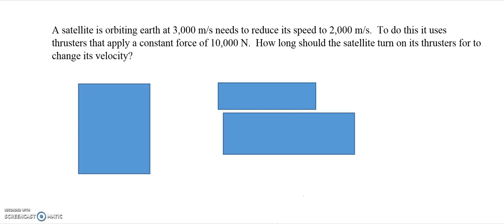To do this, it uses some thrusters that apply a constant force of 10,000 newtons. How long should the satellite turn on its thrusters so it can change its velocity? So you've got to figure out time. All right, that's our goal here. Solve for time. How long should these thrusters be on to make this work? So draw your pictures, list your givens, whatever you've got to do, go for it. I'll be back with the answer.